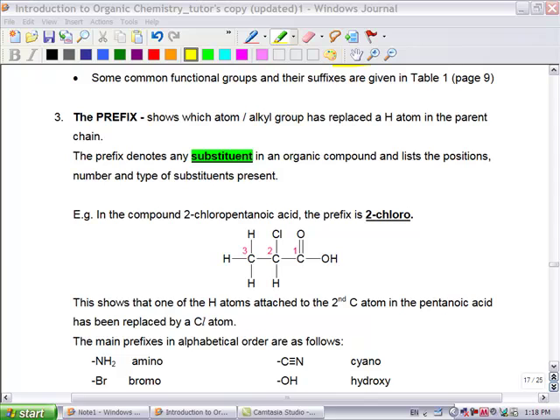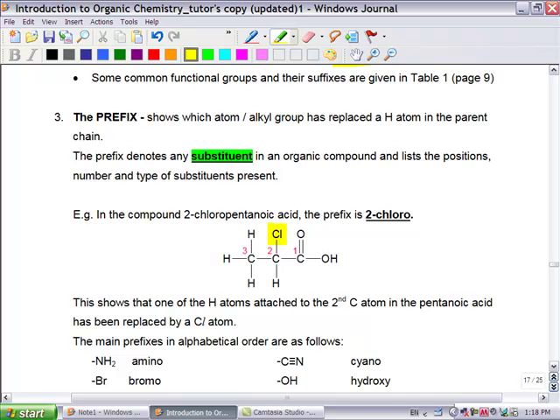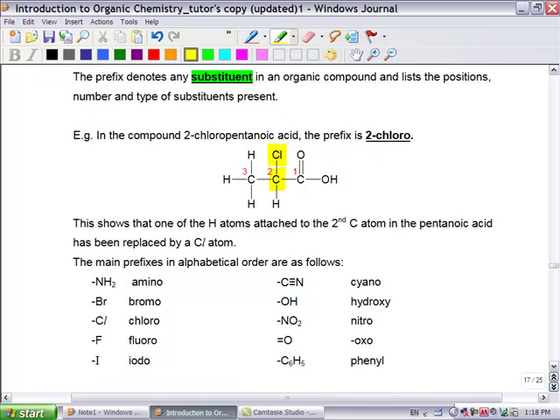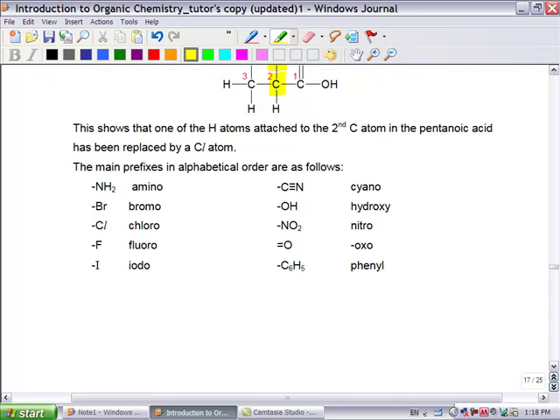present. For example, in 2-chloropentanoic acid, the prefix is 2-chloro because the carbon lies in the second position, with the chlorine group acting as a substituent. This shows that one of the hydrogen atoms attached to the second carbon atom in the pentanoic acid has been replaced by a chlorine atom. The main prefixes in alphabetical order are as follows: amino, bromo, chloro, fluoro, iodo, cyano, hydroxyl, nitro, oxo, and phenyl.